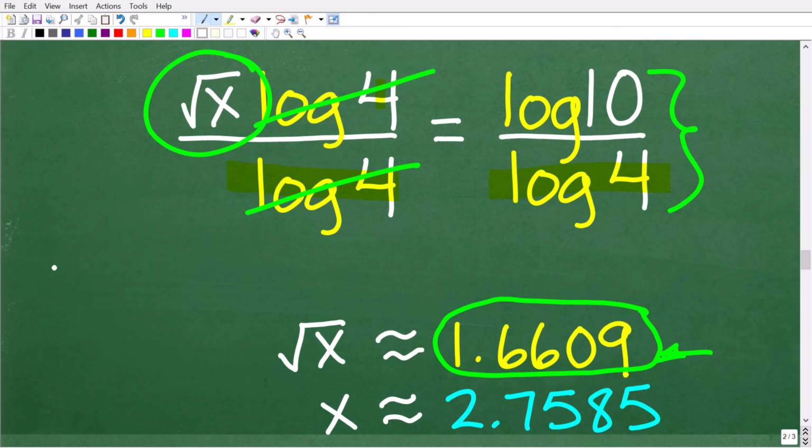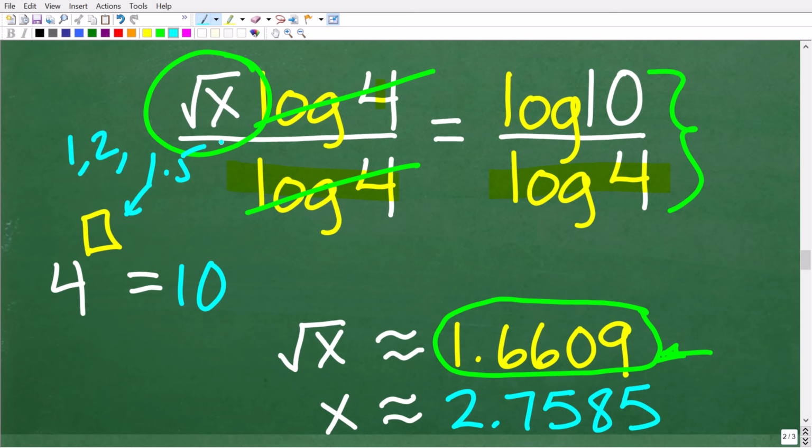Now this value hopefully looks kind of familiar. So remember in the beginning of this video when we were testing values, we were trying to figure out 4 to what value is equal to 10. So we tried different values. 4 to the first, that was too small. 4 to the second, that's 16, that's too big. Then we tried 1.5, that was 8. And then we tried 1.6, that was 9 point something. But if we plug in 4 to the 1.6609, we're going to get very, very close to 10. So the value of the exponent here has to be 1.6609.